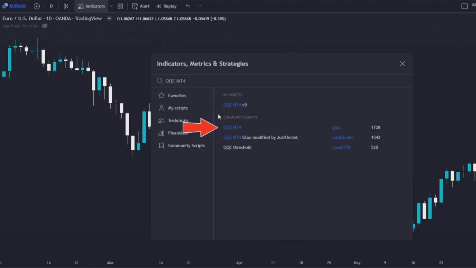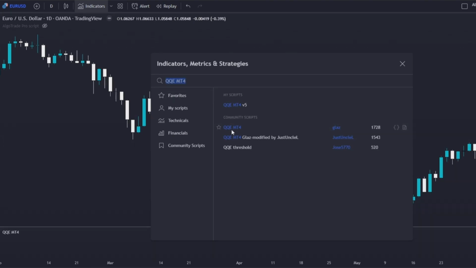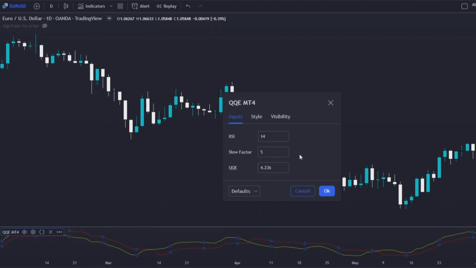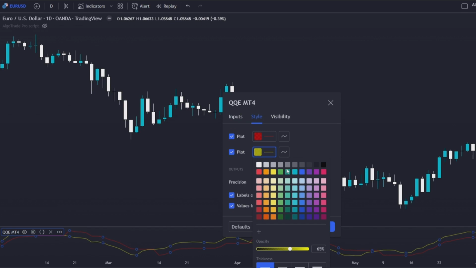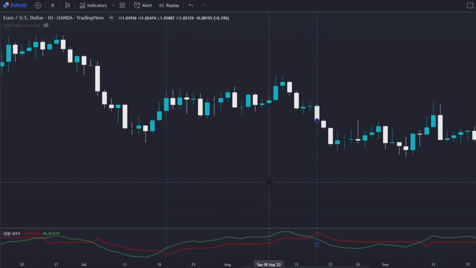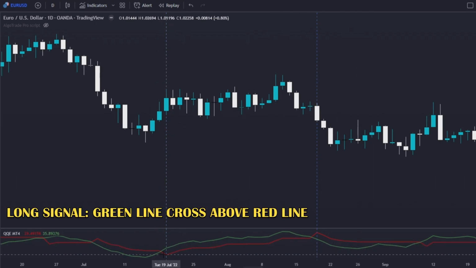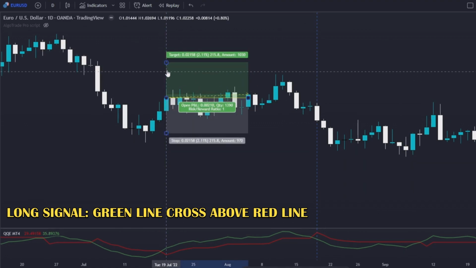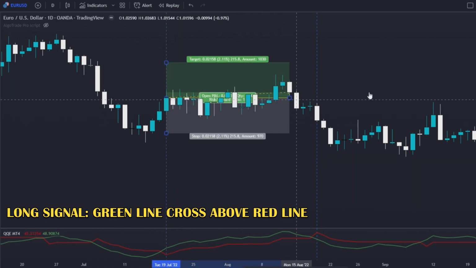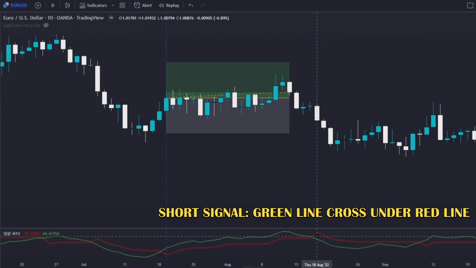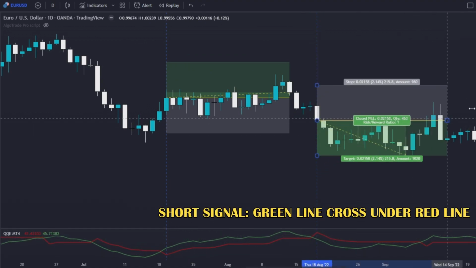I will use this one here, QQE MT4 by Glass. The settings that I will use are the default ones, which in this case are 14 for the RSI, 5 for the slow factor and 4.236 for the QQE. Also, I will change the yellow line, which is the RSI moving average, to green. Using this indicator is quite simple. Whenever the RSI moving average line, in this case the green line, crosses above the fast ATR line, the red one, it is considered a long signal, and whenever the opposite happens, it is considered a short signal.